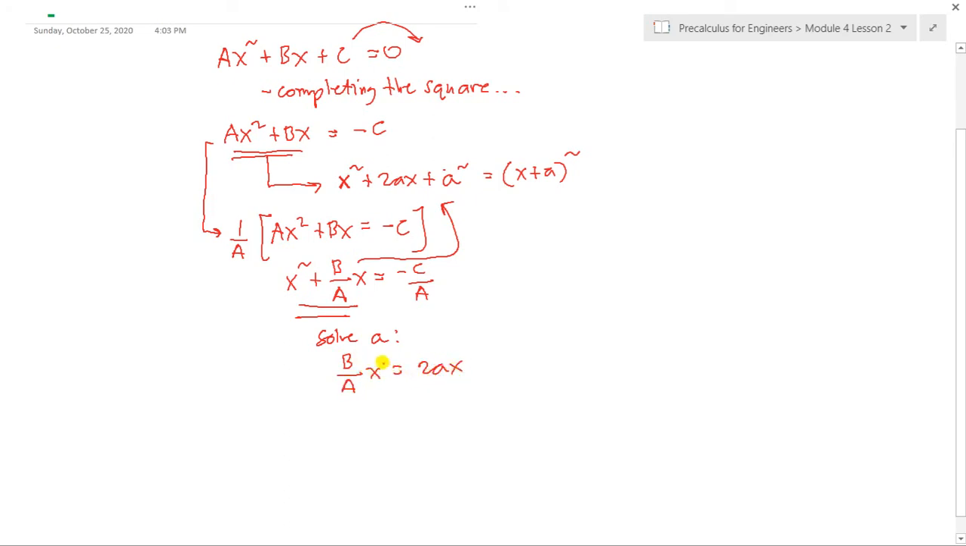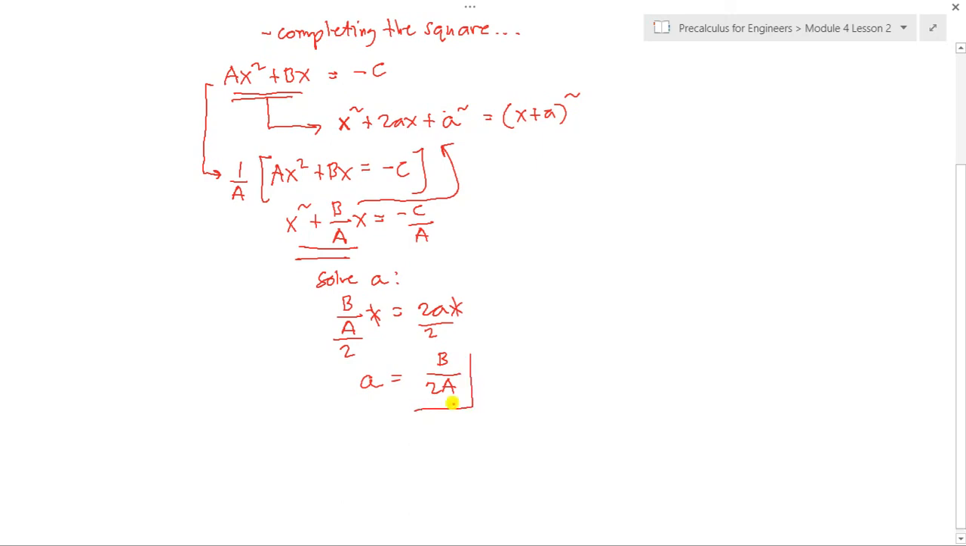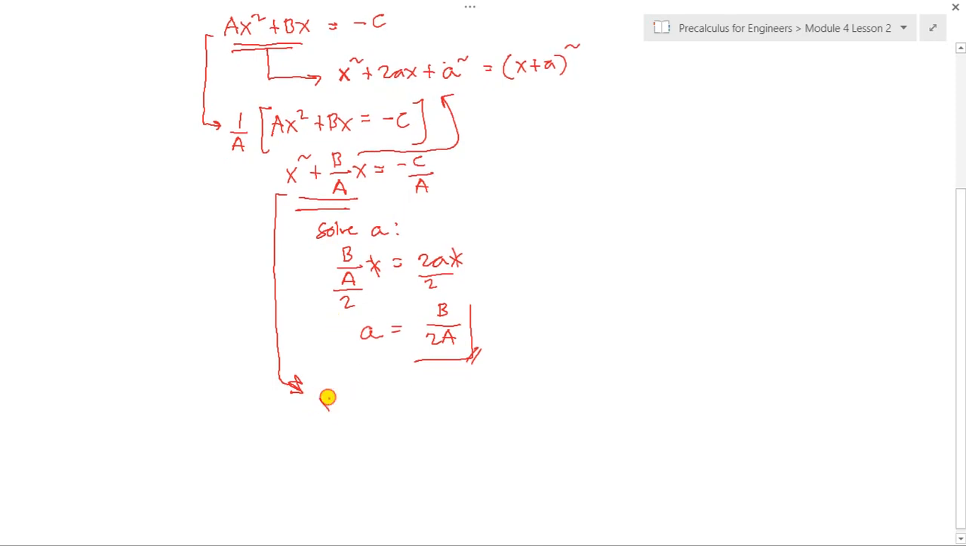So let's solve for a. Since x is common to both sides, makancel ato. Divide by 2. Divide by 2. So therefore, our a now is equal to b over 2a. Yun lang. And then, use this to transform this. So we are now ready to transform this one. It will look like this.